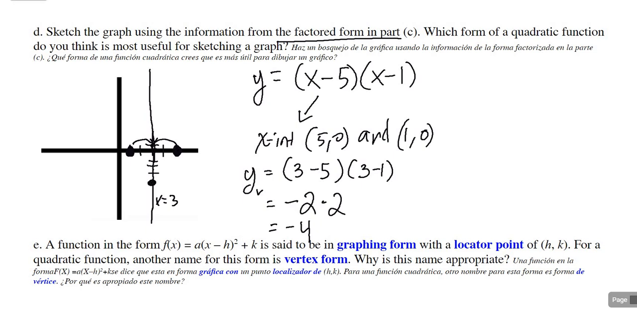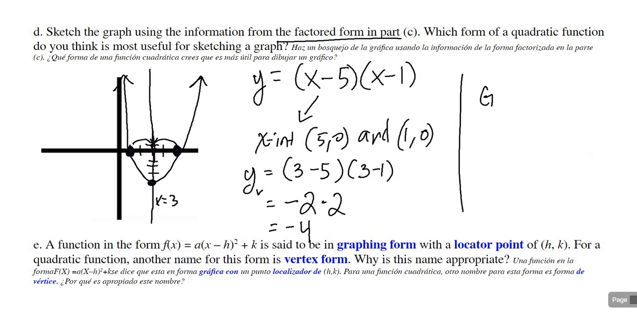And then I connect my points with a smooth curve. That last part could have been smoother. Good enough. Okay. I can graph a quadratic function that way, but look, I don't want to. I would prefer to use graphing form.